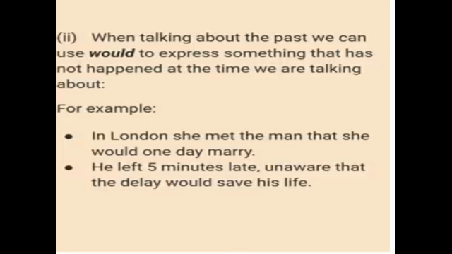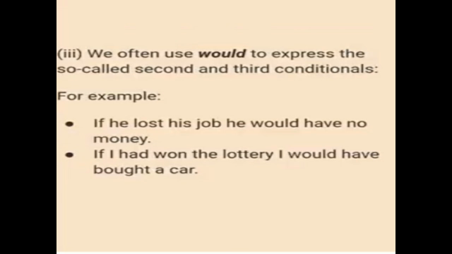When talking about the past, we can use would to express something that has not happened at the time we are talking about. For example, in London, she met the man she would one day marry. He left 5 minutes late, unaware that the delay would save his life. We often use would to express the so-called second and third conditionals. For example, if he lost his job, he would have no money.